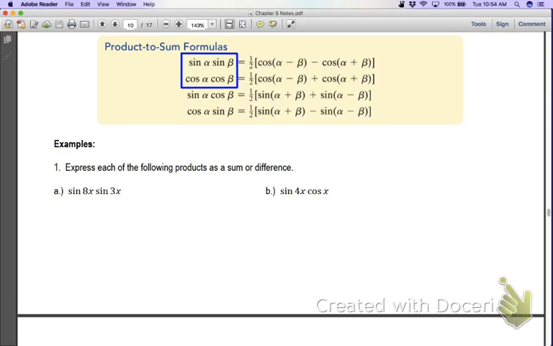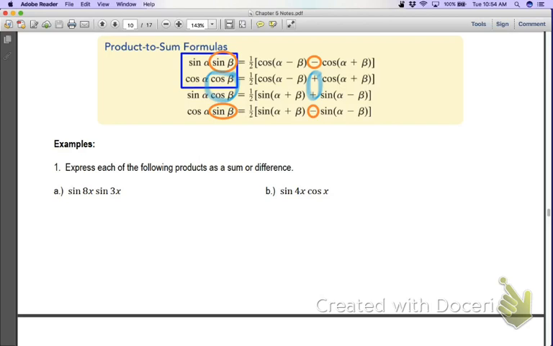Whenever, and this applies to all product to sum, if your back value is sine, in both cases it is going to be a subtraction problem. If it is cosine on the back side, it's going to be addition. Okay, so just a few tricks. Whatever's on the back side is going to tell you whether it is positive or negative.